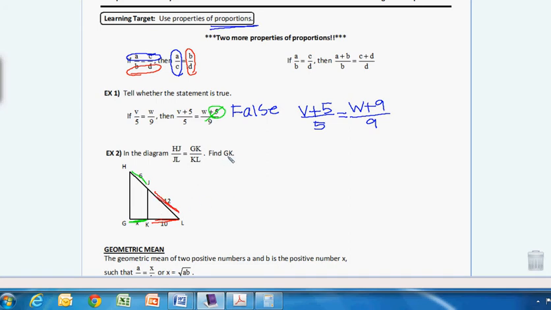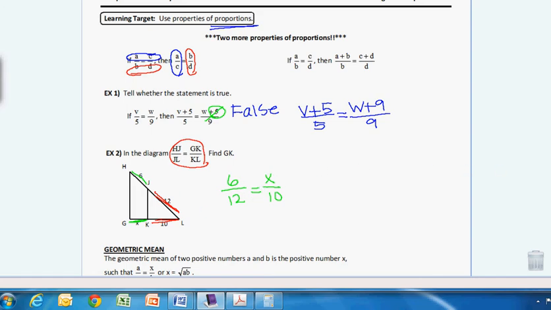We want to figure out what GK is. I'm going to use this proportion that they're giving me, and plug in all the specific values. HG is 6, and JL is 12. Then GK is going to be X, and KL is 10. So now I need to solve for X. I want to figure out what GK is, which is also noted as X.